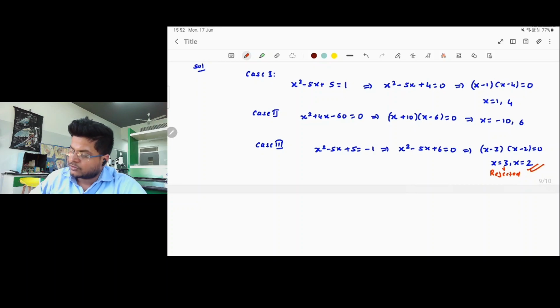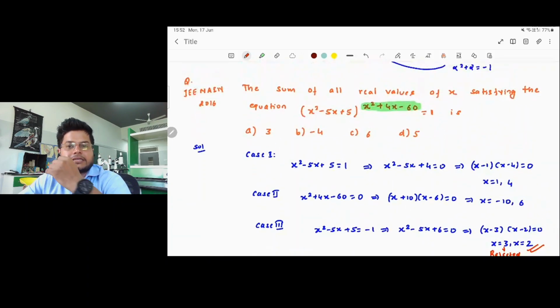What about 2? So 2 is acceptable. Why is it acceptable? Because 2 square will be even and those numbers are anyway even. So even plus even will give you even, isn't it? So x equals 2 is acceptable.